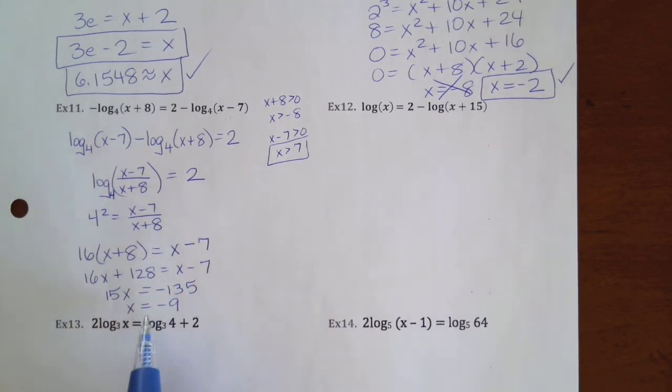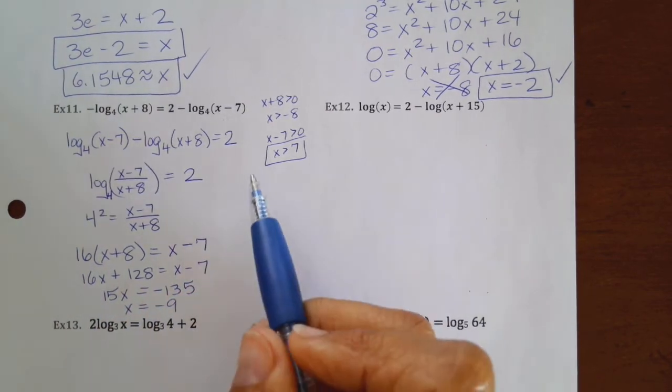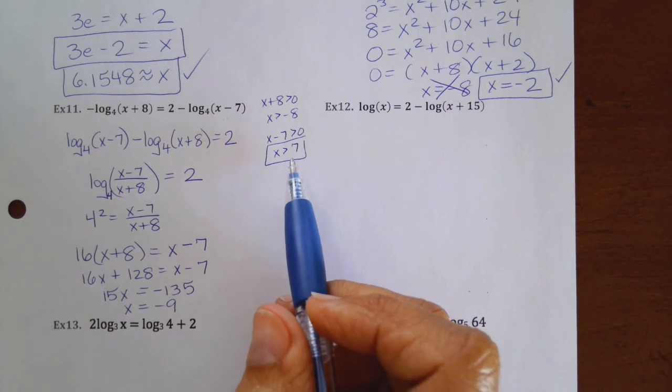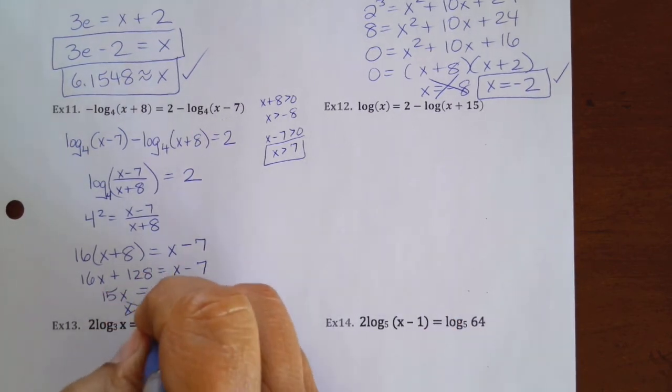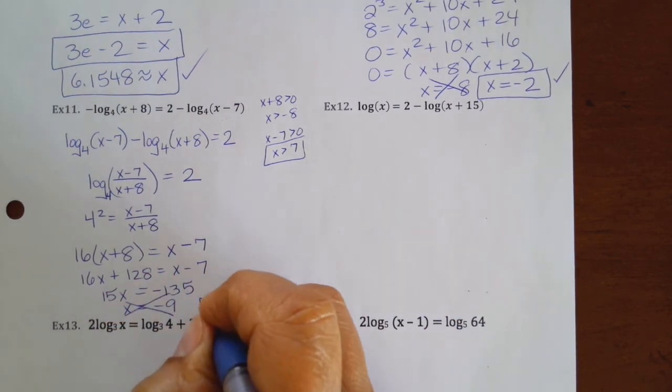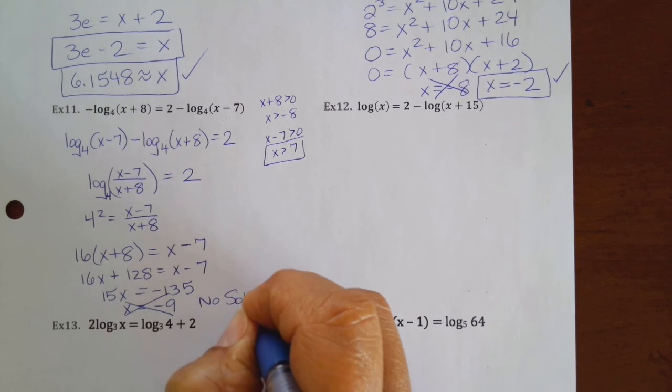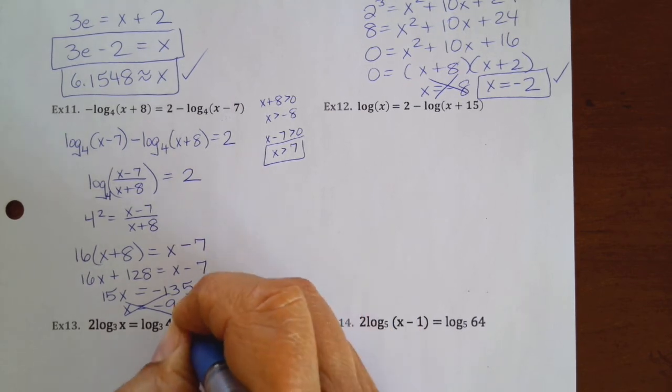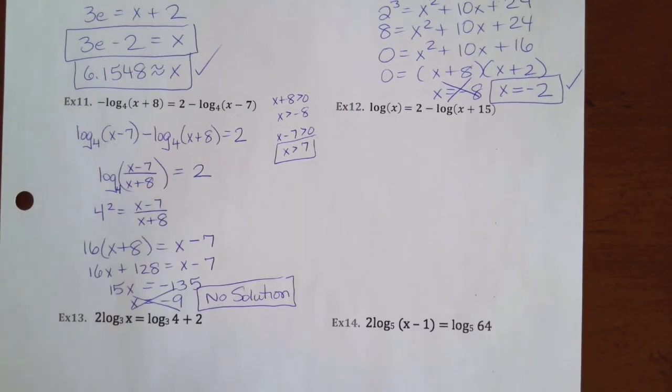All right, is negative 9 greater than 7? It is not, so that is not an answer. So this problem has no solution. And I guarantee you, final exam coming up, that's going to be one of the choices if it's multiple choice. So if you don't check, you're going to get the problem wrong. Even though you worked it out right, you're not going to get credit for it because you didn't check your answer. So please be careful with that.